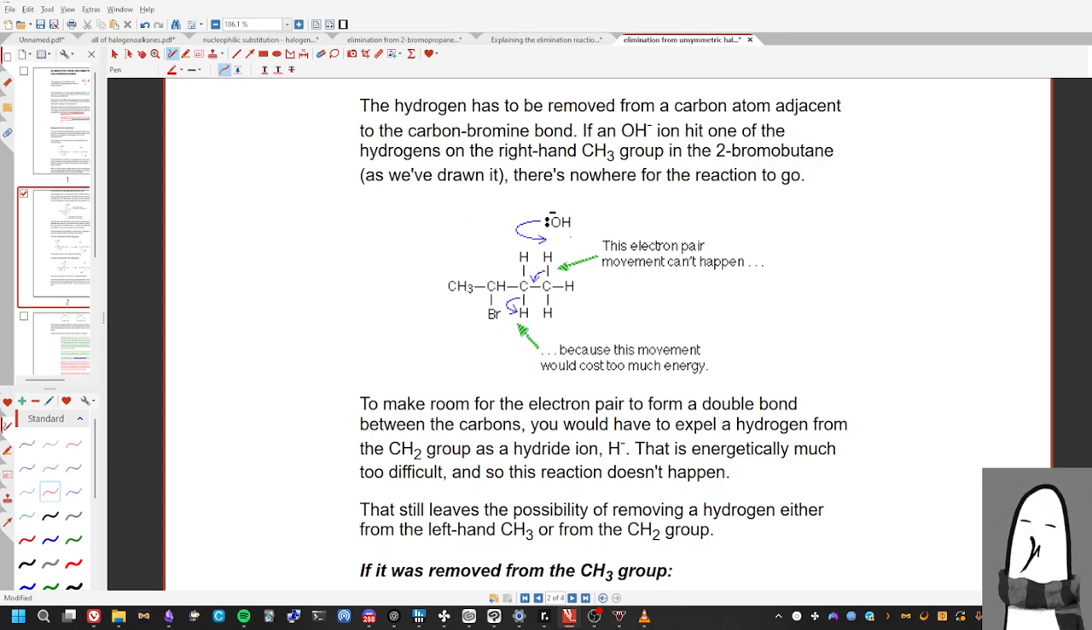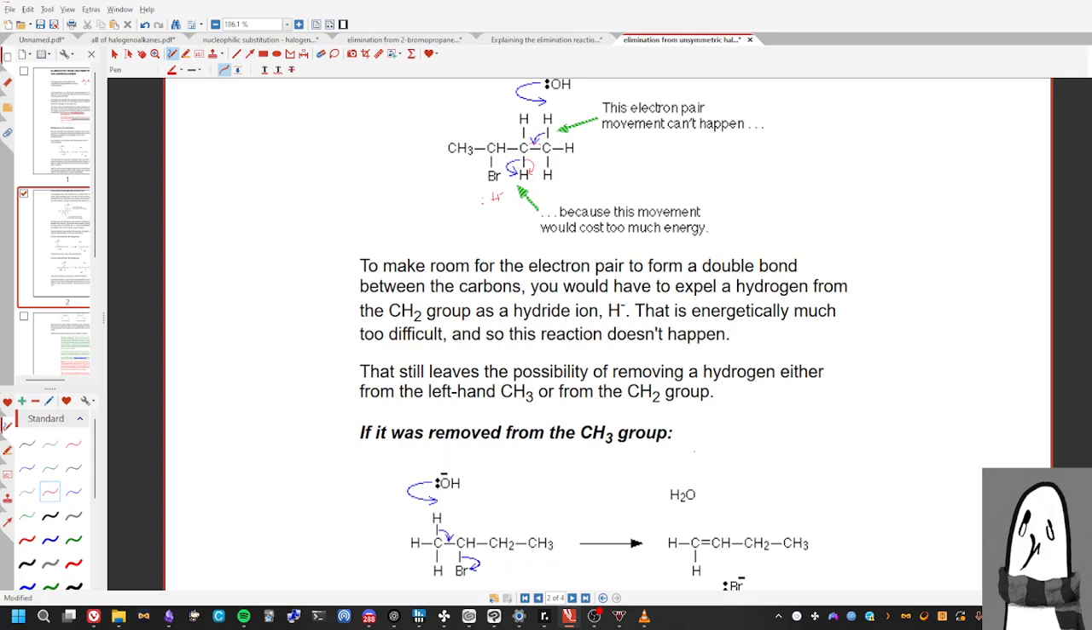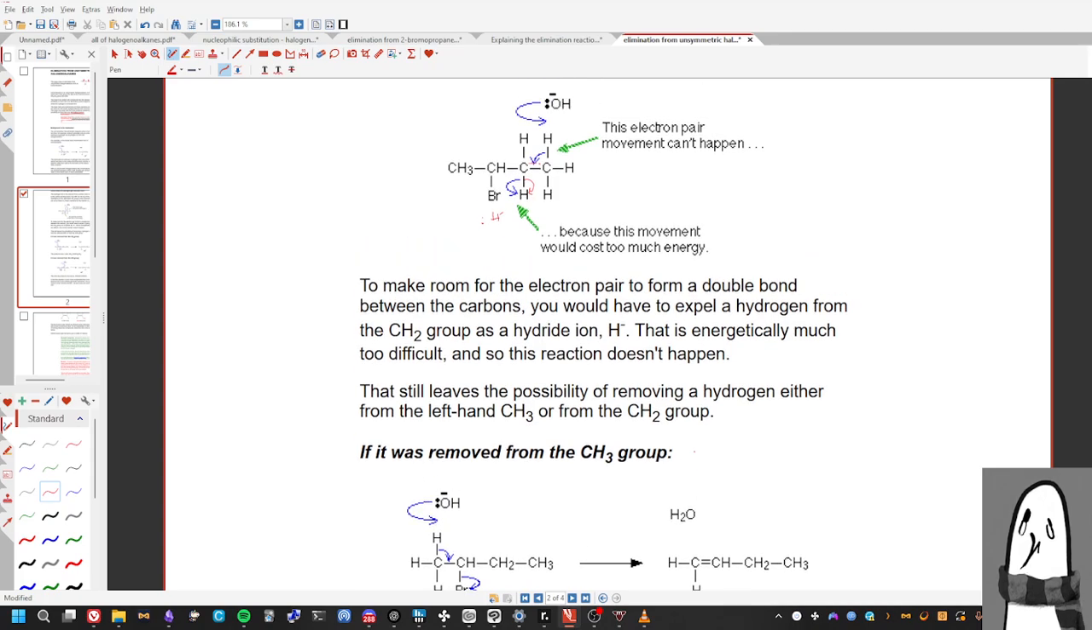So basically, if OH was put in, it would happen the exact same way. You would put OH, H will get pulled out, so then this electron would go over here and create a double bond. So there's way too much pressure over here, so these electrons go into H, and it comes out as an H negative with 2 electrons. However, this is a hydride ion, and it's too energetically difficult, so it doesn't happen. It can hit it, but it won't react. And that leaves the possibility of removing a hydrogen on either the left hand CH3 or the right hand CH2.